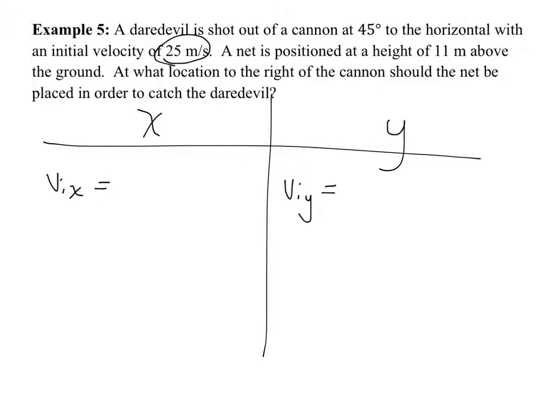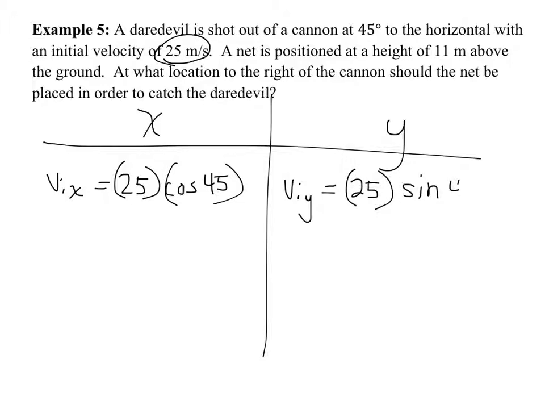What's VIX? VIX is always what? Yeah, the cosine. Very good. So we take VI times the cosine of the angle. And for the y direction, we take VI times the sine of the angle.